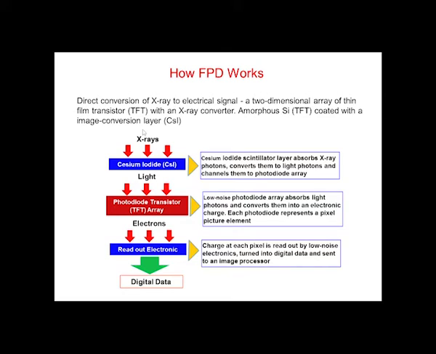The X-rays first fall on this cesium iodide scintillator layer, which will absorb the X-ray photons and convert them to light photons. And this will be channeled into the photodiode array which is just kept below the scintillator layer. This photodiode transistor layer is made of low noise photodiode arrays which will absorb the light photons and convert them into an electrical charge, and each of these photodiodes represents a pixel.